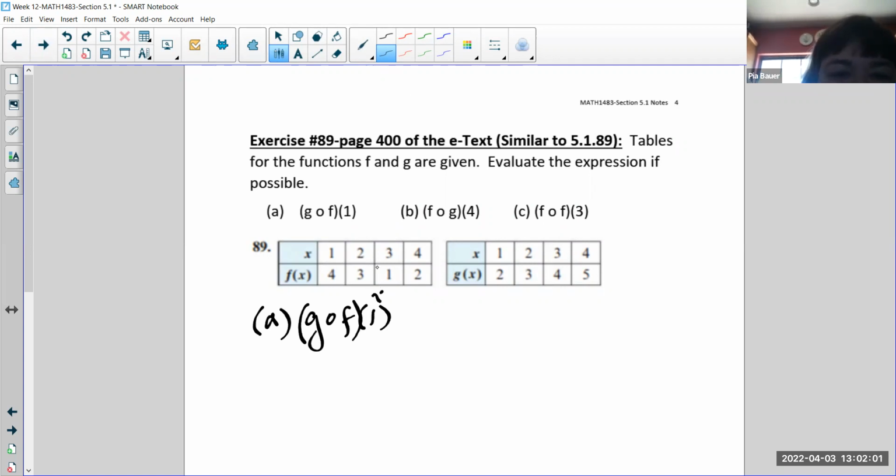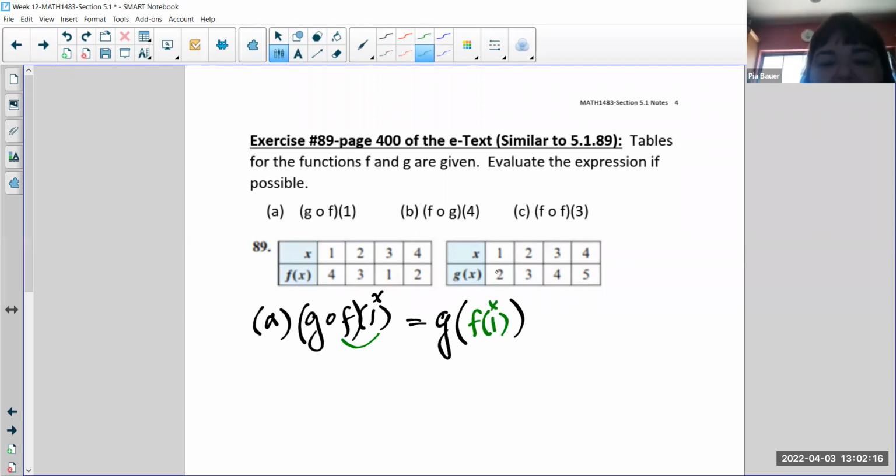This is an X, but the important thing is F is closer to 1. So that means we're going to evaluate F of 1 first. And this is X equals 1. So where do you find that value? You go to the table that has F. Notice here are the X's. Here are the F values. You're looking for 1. So when x equals 1, f of x equals 4. So that means this will be substituted in for 4.